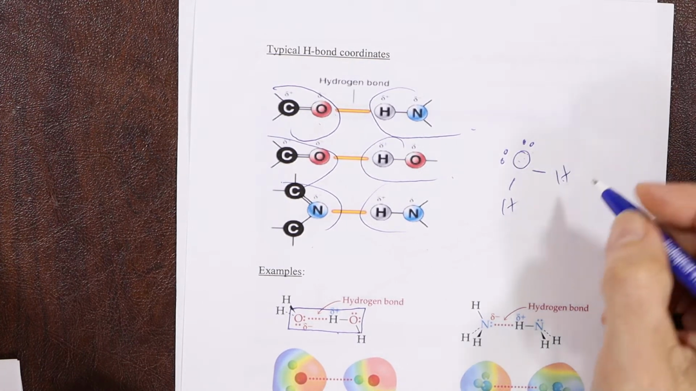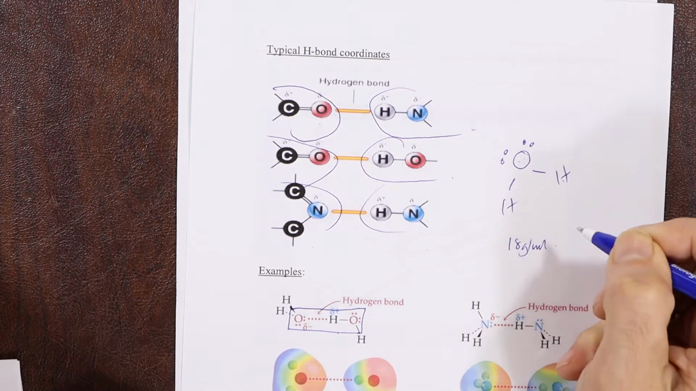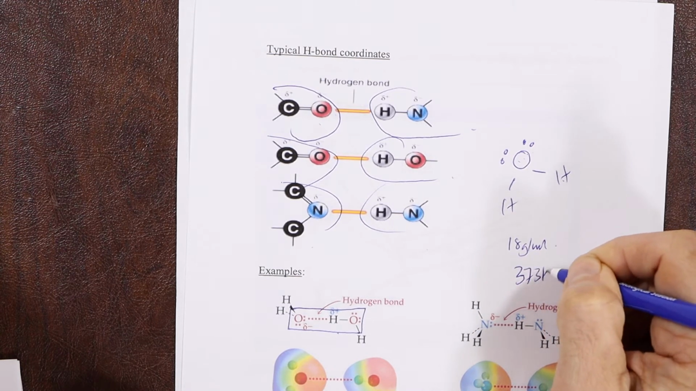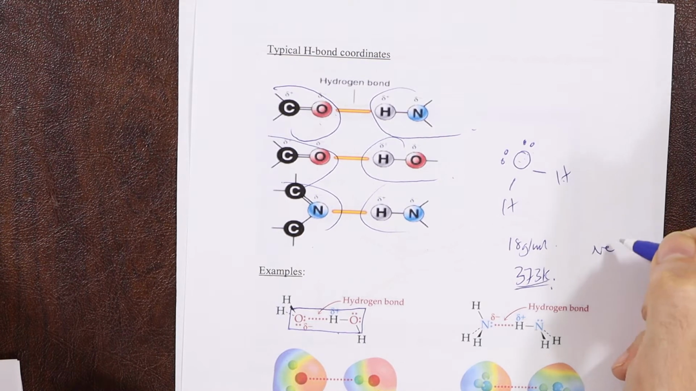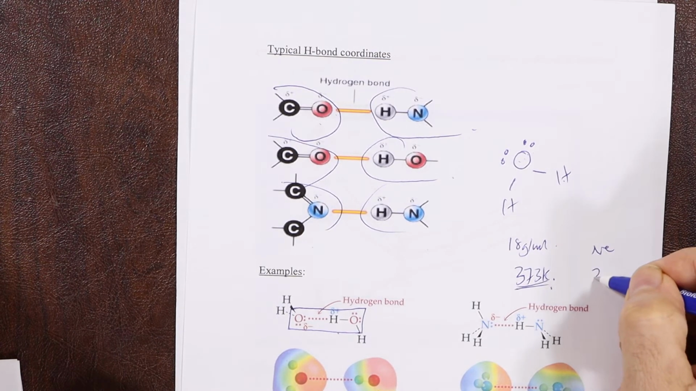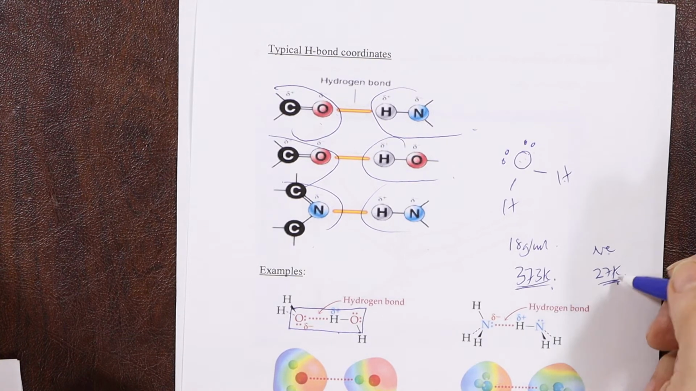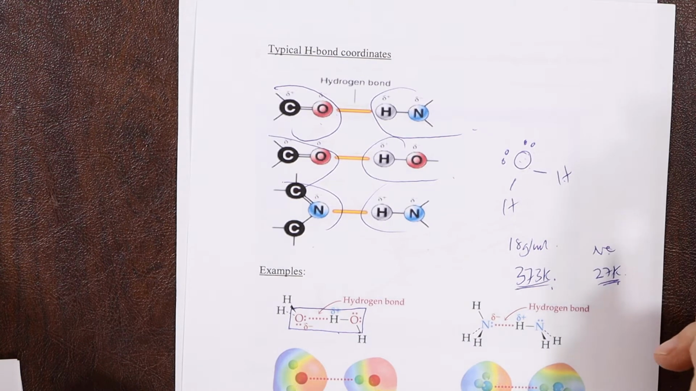So this is why water is really cool, because water has a molecular weight of 18 grams per mole. It boils at 373 Kelvin. So it must have super strong bonds between the particles, because neon, which boils at 27 Kelvin, weighs more. So neon has more electrons, yet it has an order of magnitude lower boiling point. Why? Because water has super strong intermolecular forces, hydrogen bonds.